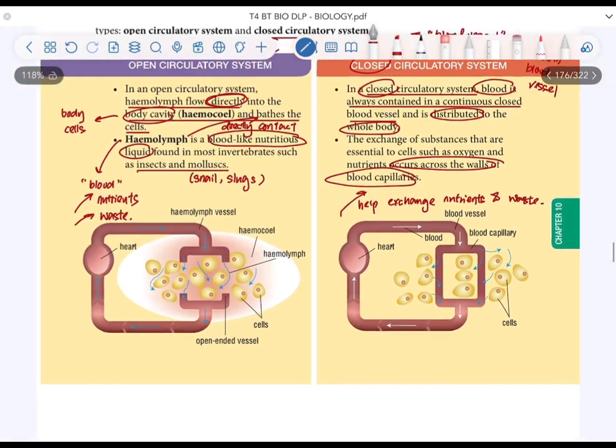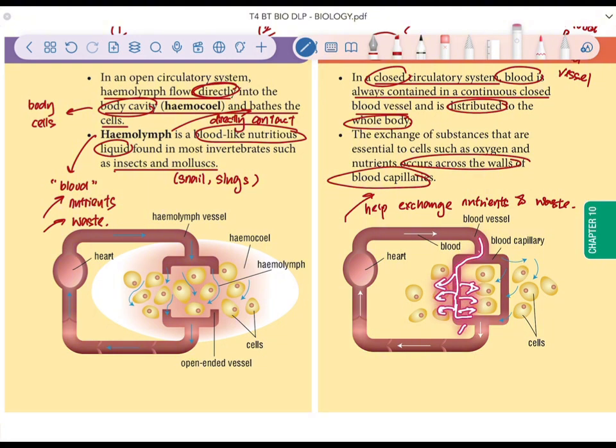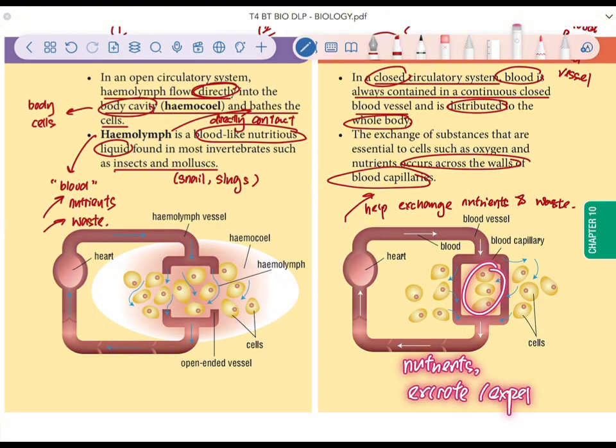So just look at this diagram. This is the heart, and then we have the blood. This blood will flow in the blood vessel. It does not go out of the blood capillary, and once it encounters the body cell, diffusion will occur, and the cells will get the nutrients, and at the same time excrete the waste, or expel the waste products, into the blood vessel.